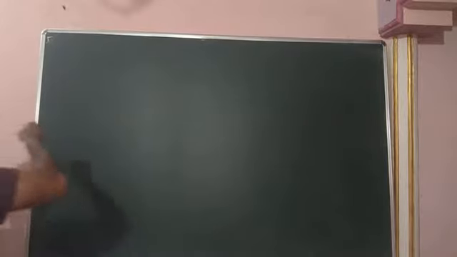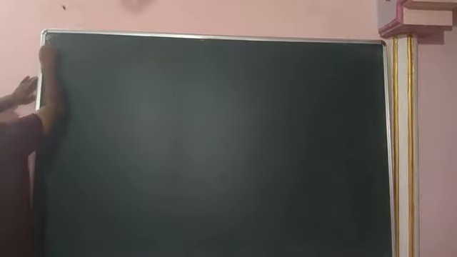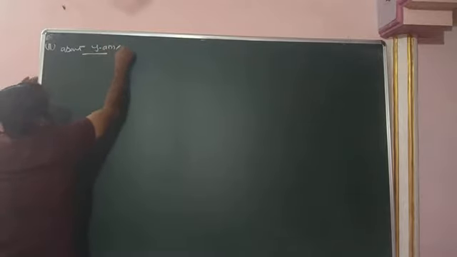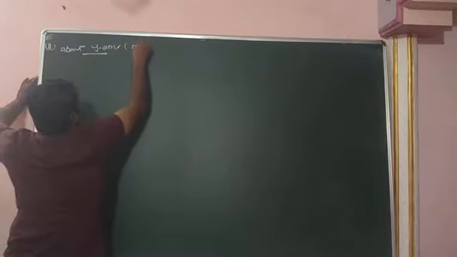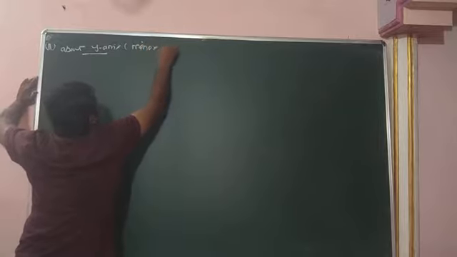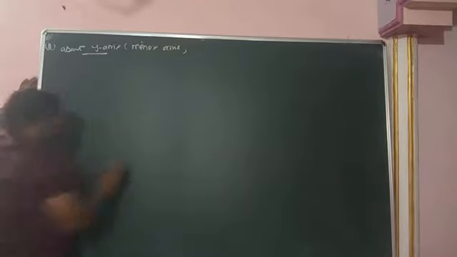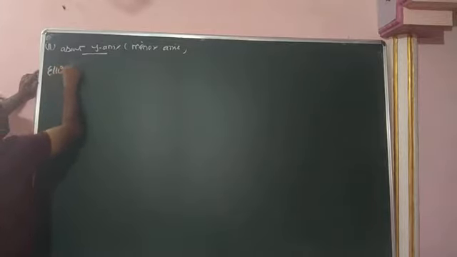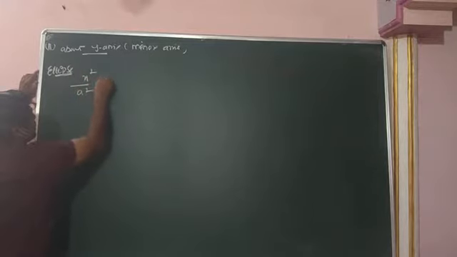Next, the second question is about the y-axis. That is, the y-axis is nothing but the minor axis. What is the equation of the ellipse? The ellipse is x square by a square plus y square by b square is equal to 1.